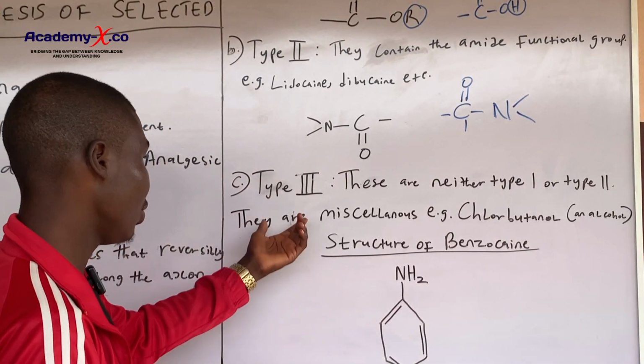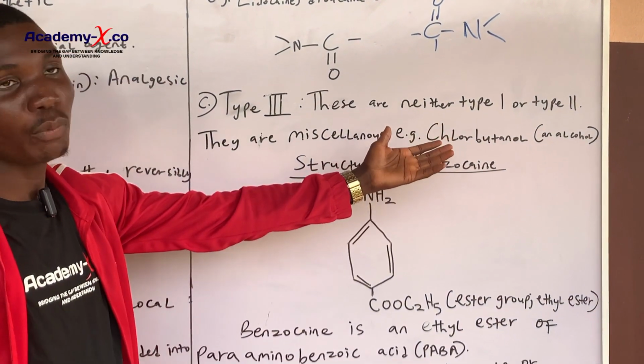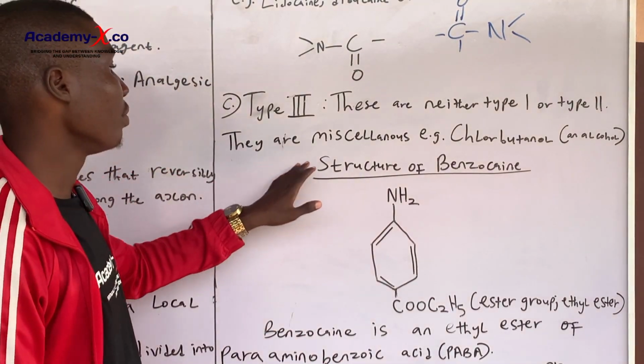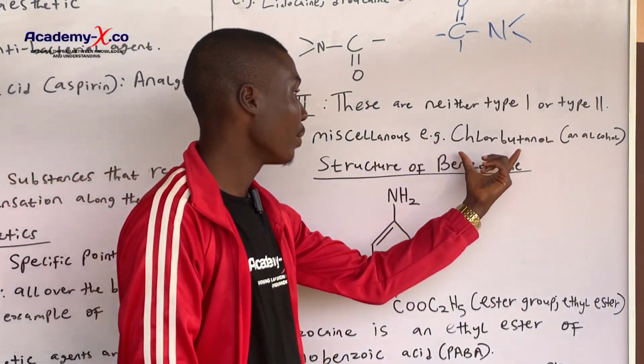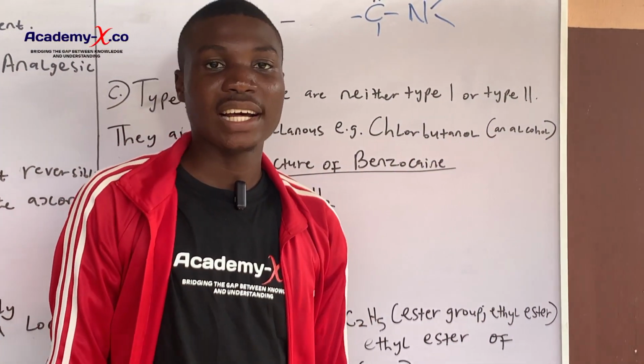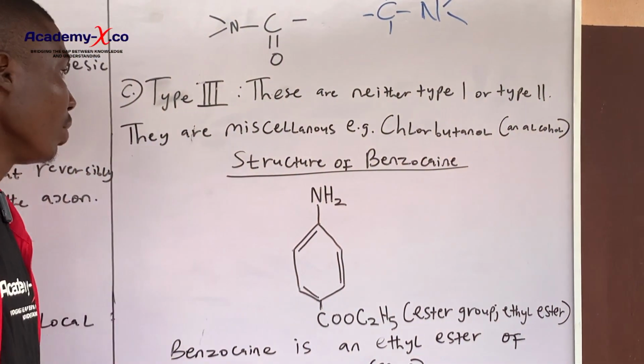All right, then type 3 are the ones that are neither type 1 nor type 2. They are not ester, they are not amide, so they are miscellaneous. An example we have there is chlorobutanol. Chlorobutanol happens to be an alcohol, and you can always look up the structure.